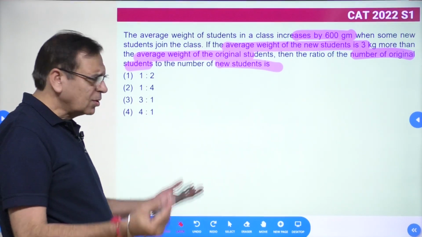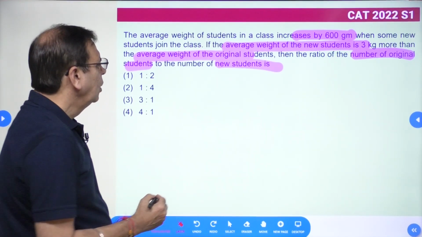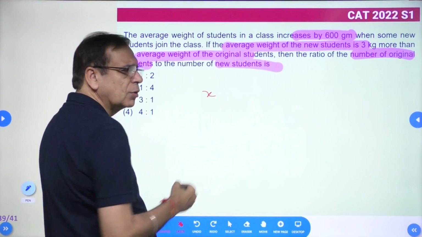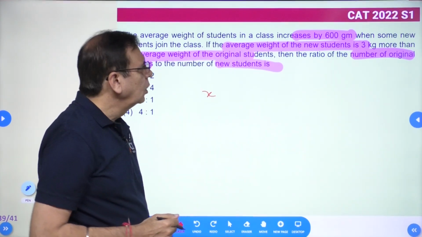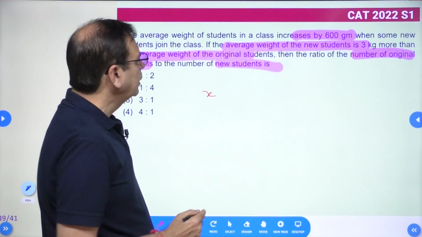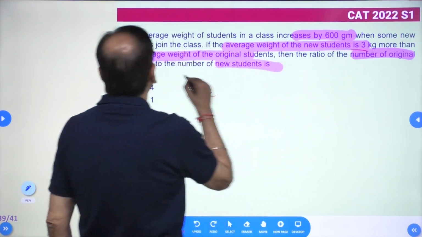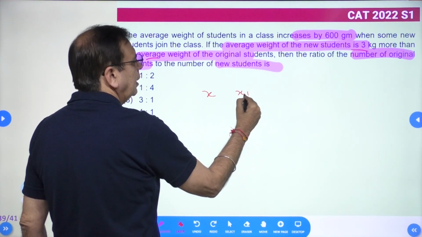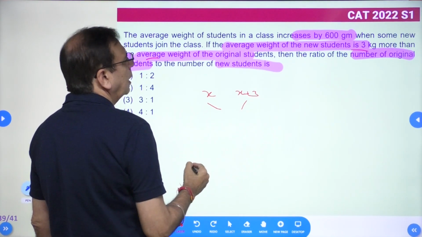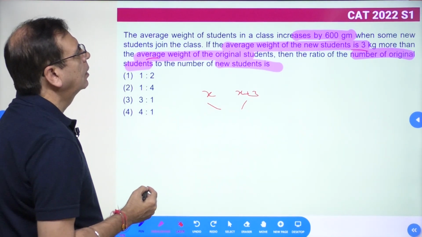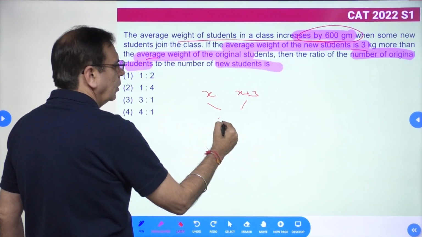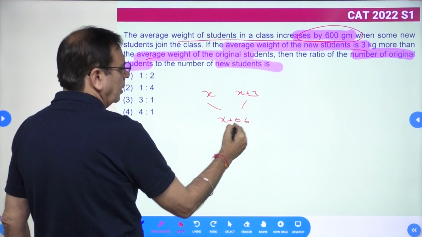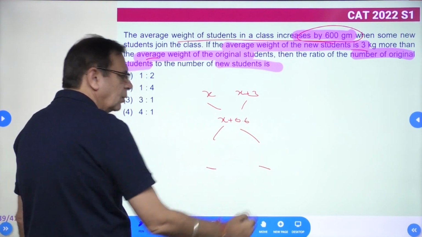Allegation लगा सकते हैं. Yes, let's apply allegation. So if I assume the original weight of the stones is x, the average weight of the stones originally is x. The average weight of the new stones is 3 kg more than the average weight. So इसको x plus 3 ले लिया. What does this become? The average weight of the class increases by 600 grams. So x plus 0.6. You can find the ratio.